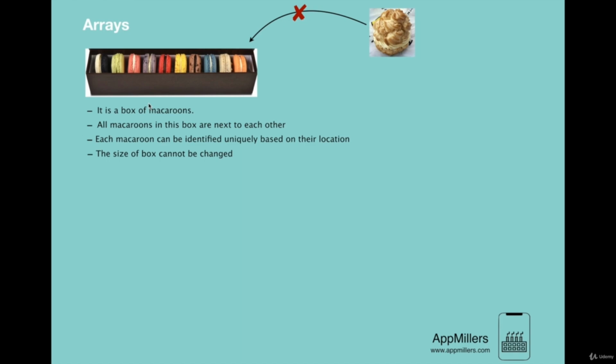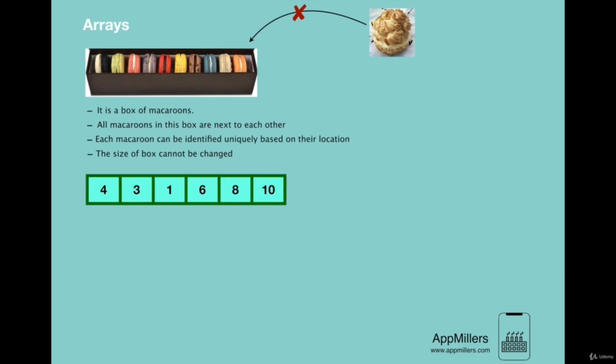So if we compare this box of macarons with the array structure, we see that they are very similar. A typical array structure looks like this. Here we have 6 elements. Here you can easily see that the appearance of the macaron box and the array structure somehow look like each other. Now let's look at the properties of this array, and we will see that they are similar to the properties of this box over here.